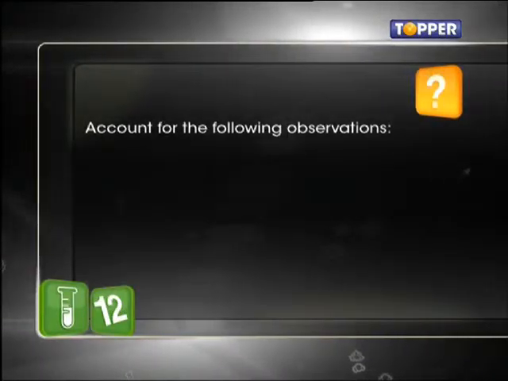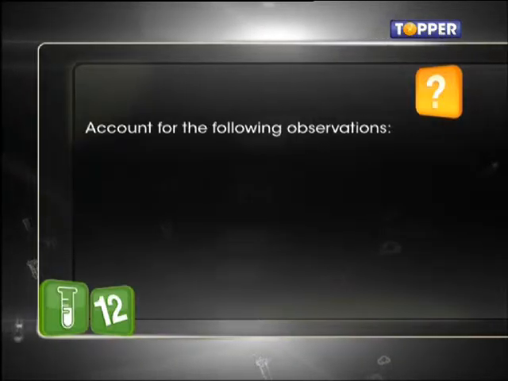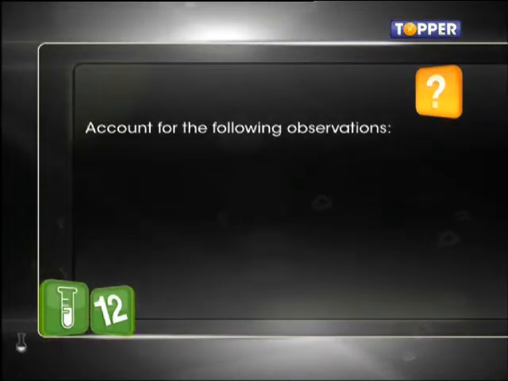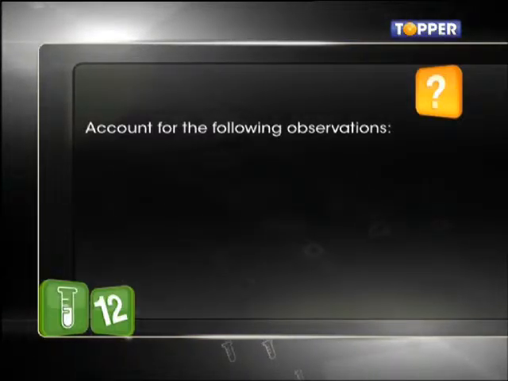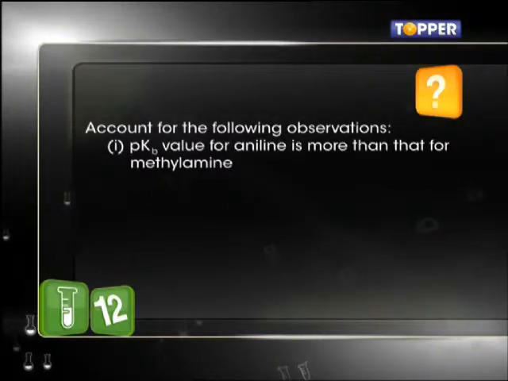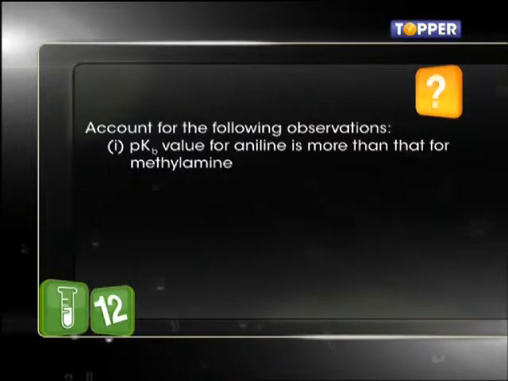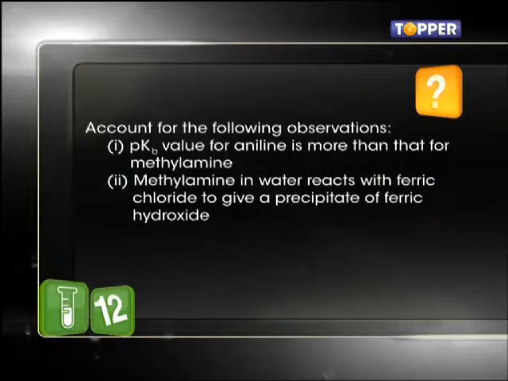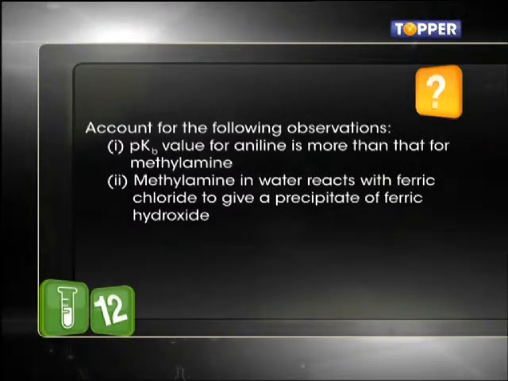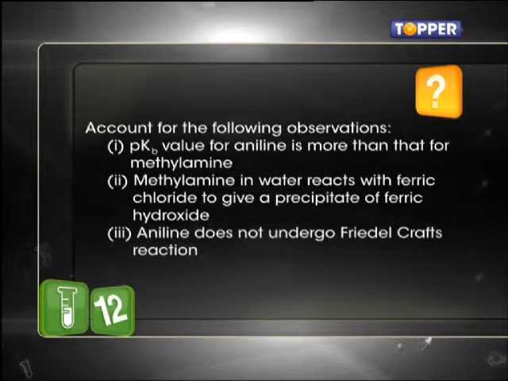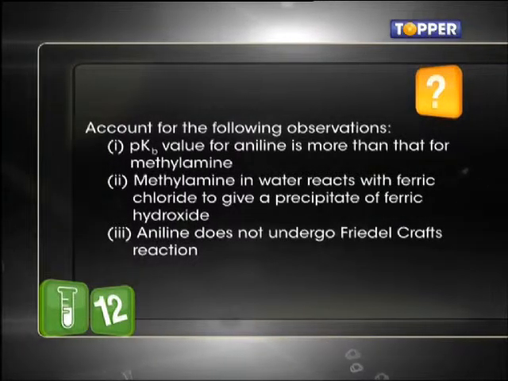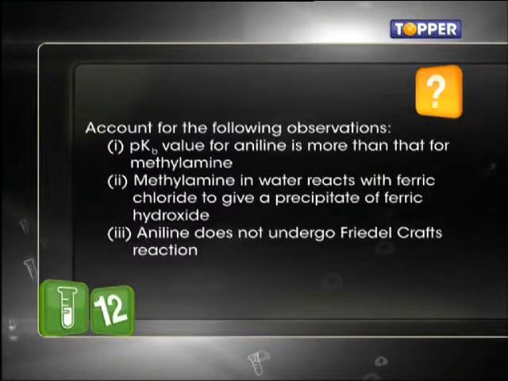This question asks you to account for some observations. So here is another explanation-based question. Let's see what the observations are. 1. The pKb value for aniline is more than that for methylamine. 2. Methylamine in water reacts with ferric chloride to give a precipitate of ferric hydroxide. And 3. Aniline does not undergo Friedel-Crafts reaction.